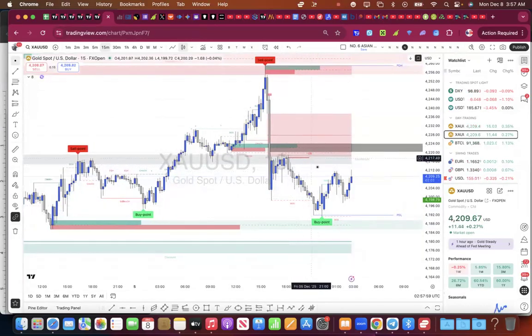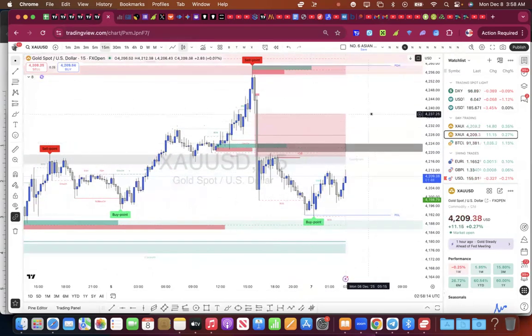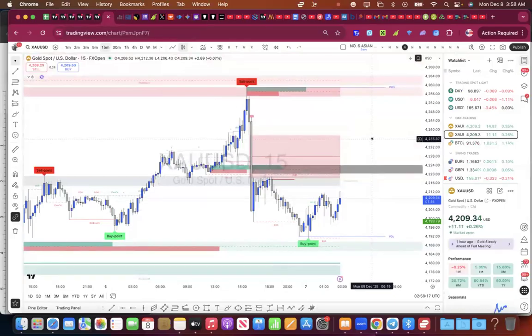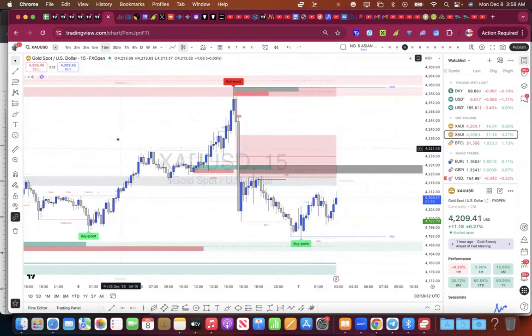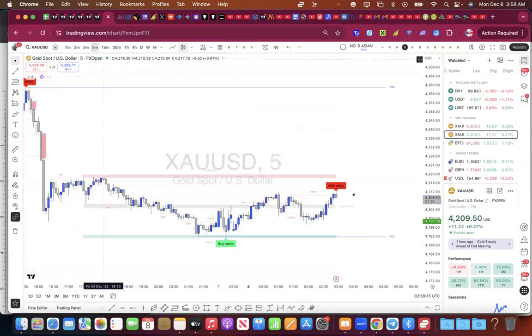And just like what I was telling us, here is a supply zone, a breaker block, a fair value gap. So there are so many enemies against gold going up, but you would have bought because liquidity was swept, and that was good. Then we have a pullback into this point, right? That was good. And now I go to 5 minutes to see it properly.